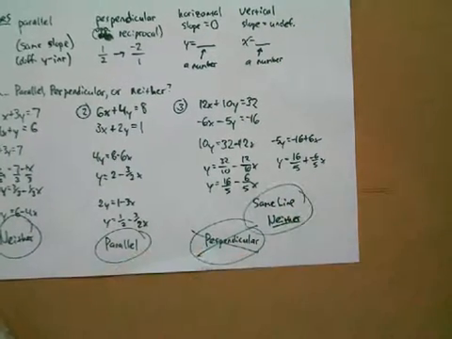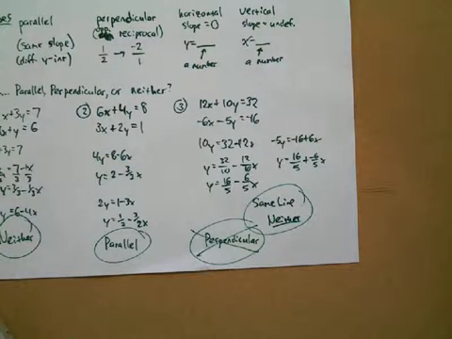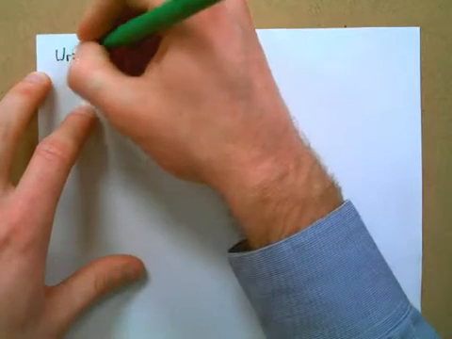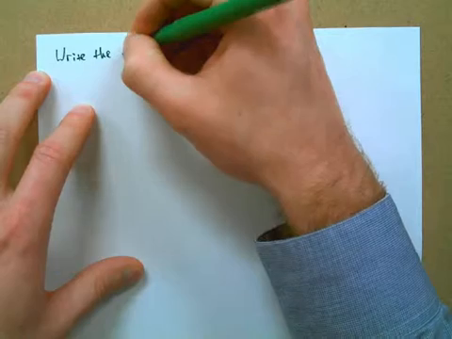All right, last thing here we're going to look at is writing the equations of lines, because it's going to be on the assignment, and I want to make sure that you're good to go on that. All right, write the equation of the line given 1. The slope is negative 3, and it goes through the point (3, 1).